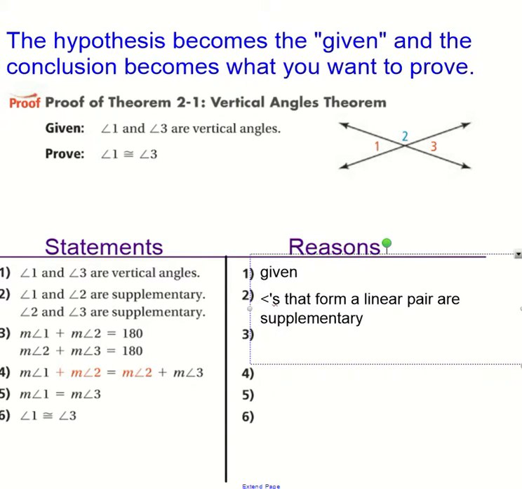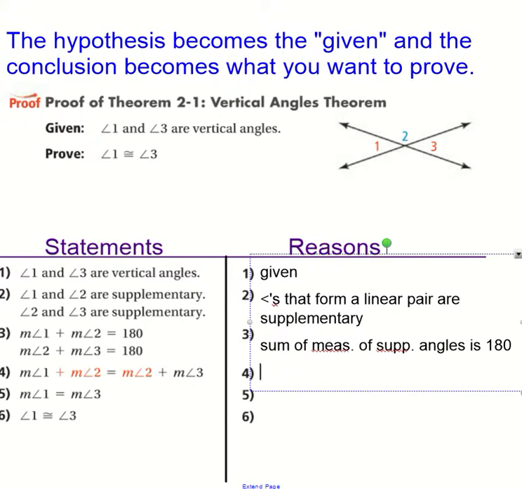Alright? And then how do we know that the measure of angle 1 plus the measure of angle 2 is 180? Well, once again, the sum of the measures of supplementary angles is 180. Alright, so then we look down at step 4.